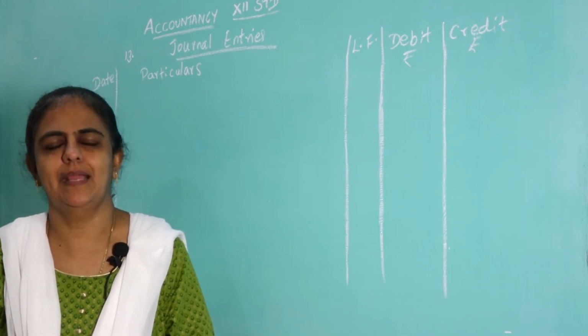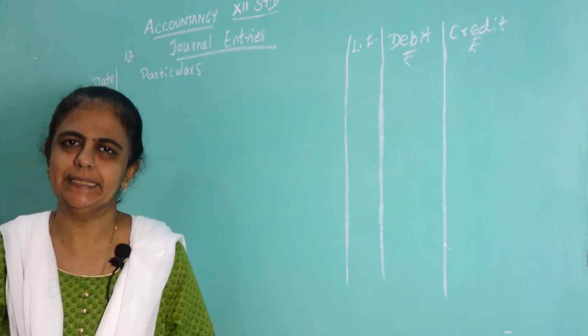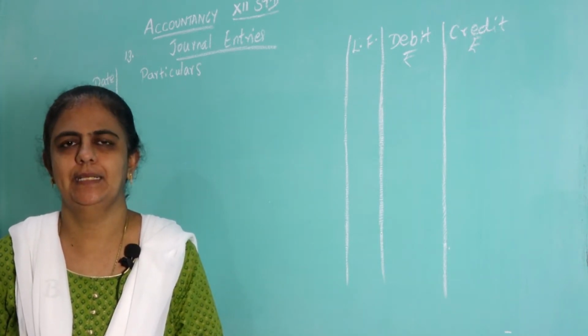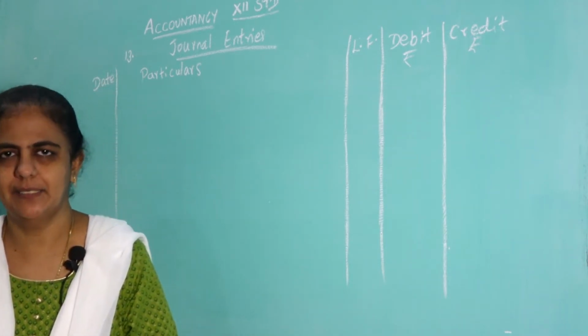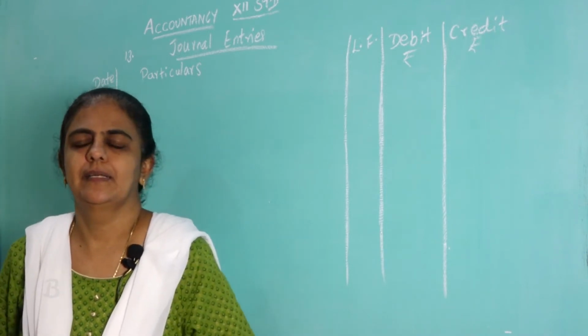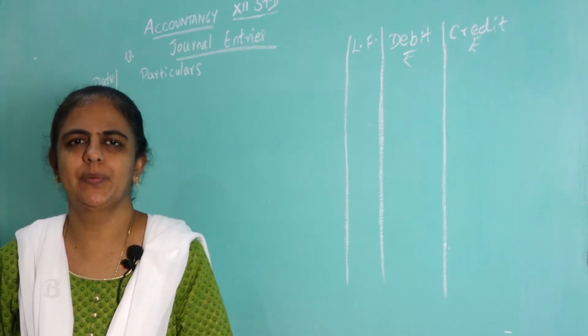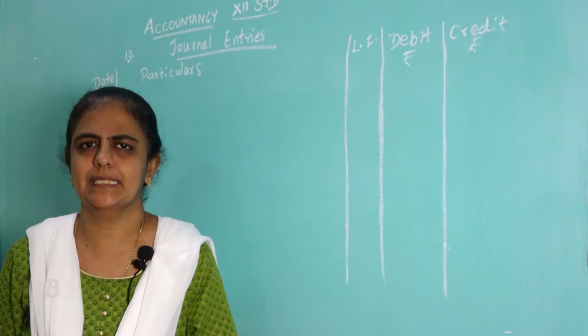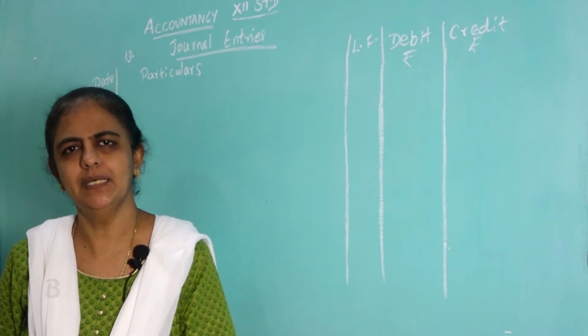In today's class, I will be teaching you question number 13, company accounts: how to pass the journal entries. So we will move to question number 13. I will read the question, just listen, understand, and then we will do the sum.